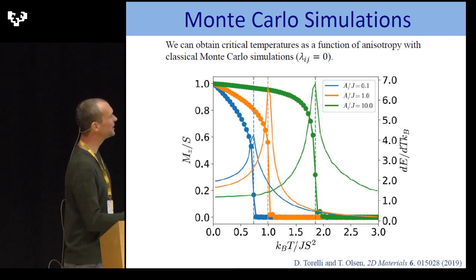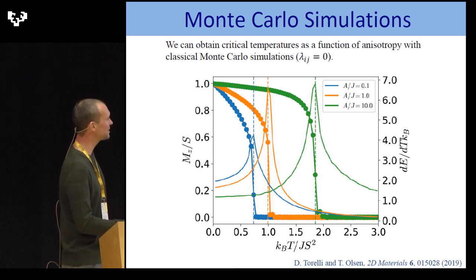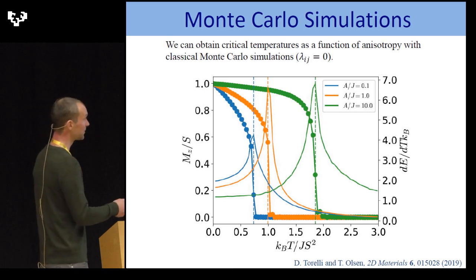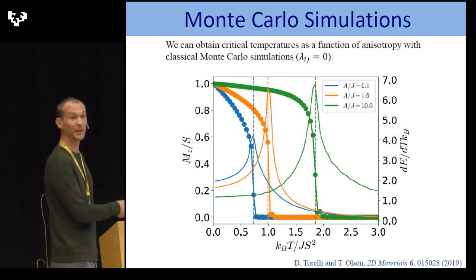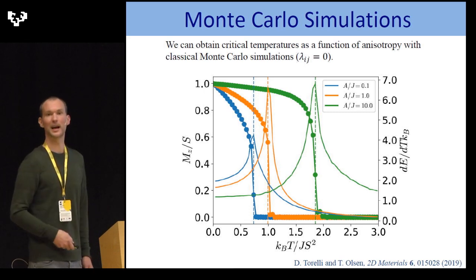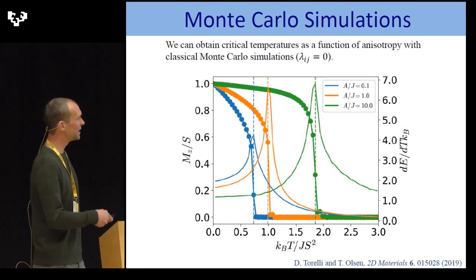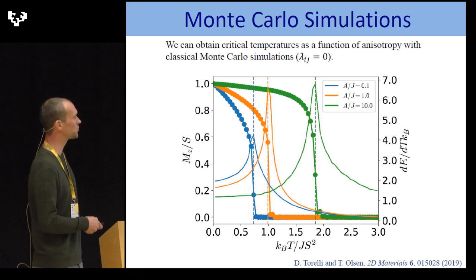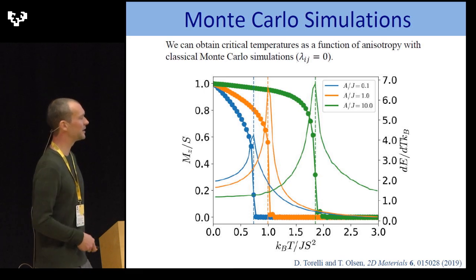And we've done this for three different values of the anisotropy here. See, as the anisotropy goes to zero, the critical temperature, the point where the magnetization vanishes, also goes to zero. If the anisotropy goes up, the critical temperature also goes up. So this is as expected. The dots here, by the way, are the magnetization as a function of temperature, and the solid lines are the heat capacity, which has a divergence at the Curie temperature. So that's probably the easiest thing to track down if you want to calculate the critical temperature.